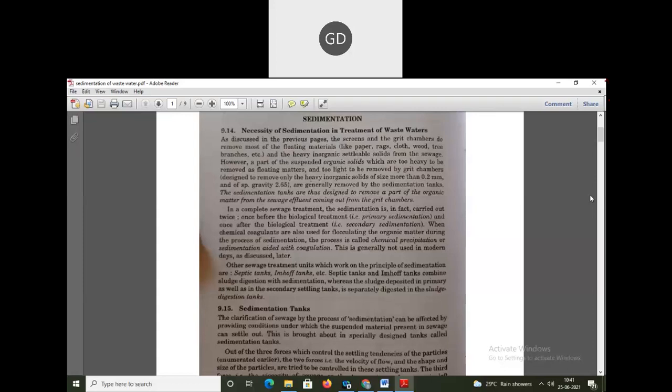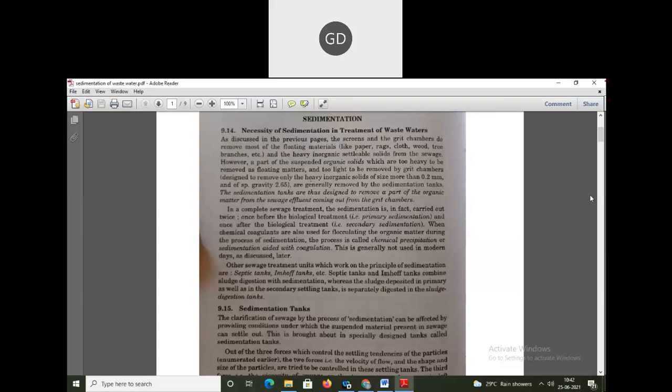So the sedimentation tanks can remove part of this organic matter that is coming from the grit chambers. This sedimentation process is carried out twice. Once before the biological treatment, that is the primary sedimentation, and once after the biological treatment, that is the secondary sedimentation.